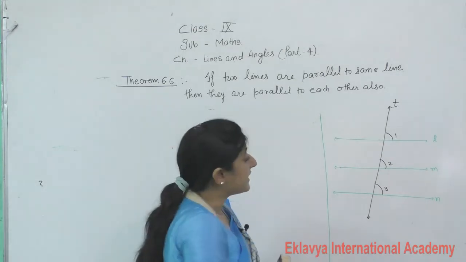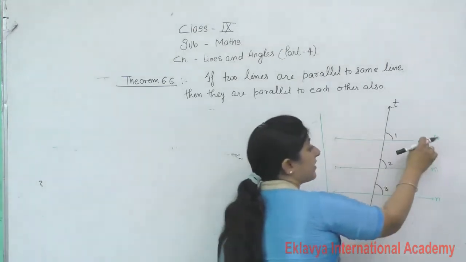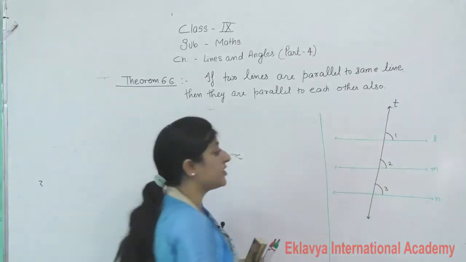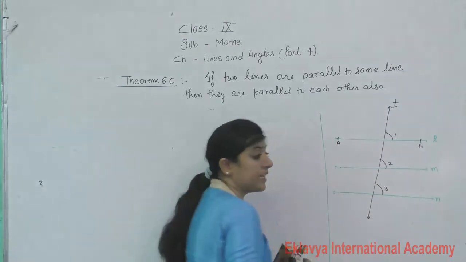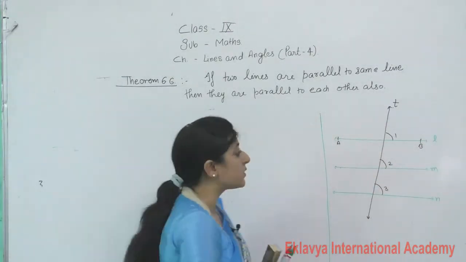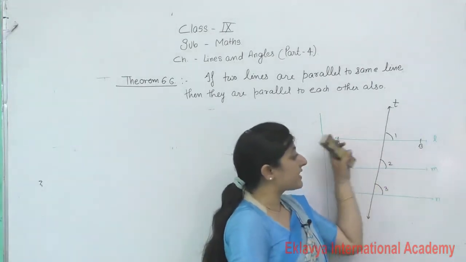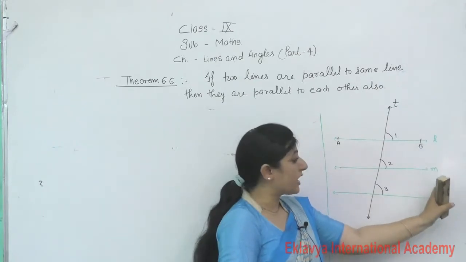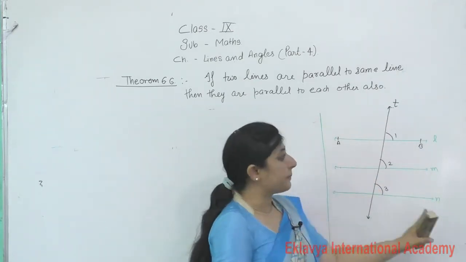Again listen one thing, that whenever you show a line with capital letters, then we write like this, AB. But if we give a small letter, then there is no need to write it down here also. Small l represents this complete line, small m represents this complete line, small n represents this complete line.